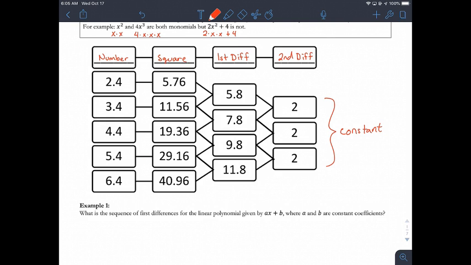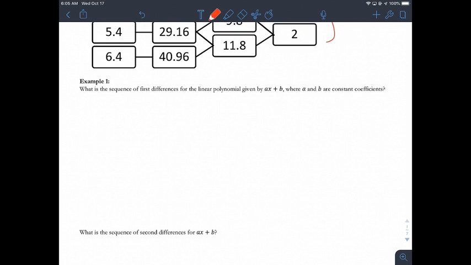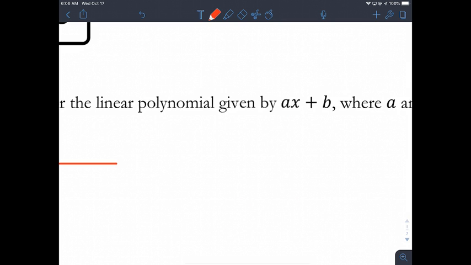So if we're building a table, much like the one above, we're going to need 3 columns in order to get our first difference. So before we do anything, we can quickly build a table with 3 columns. Then let's look at the rest of this. It says, what is the sequence of first differences for the linear polynomial given by ax plus b? So let's look at that piece right there. Linear polynomial given by ax plus b.